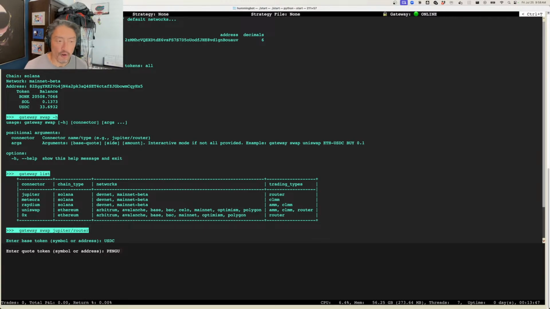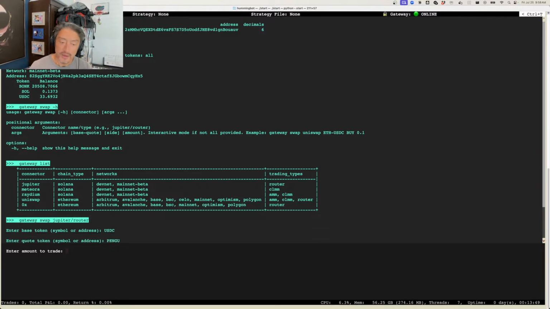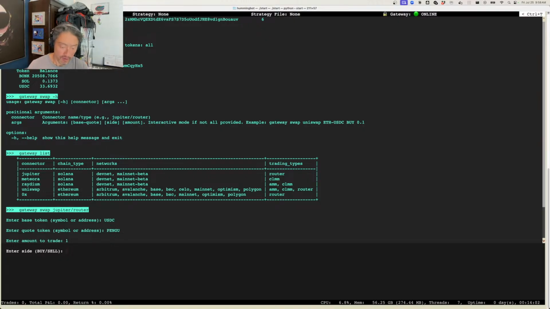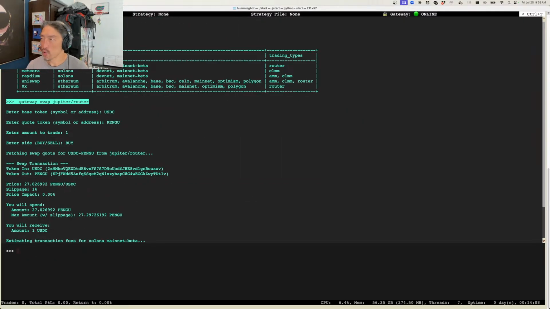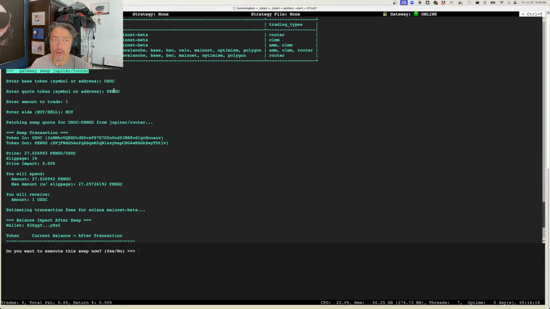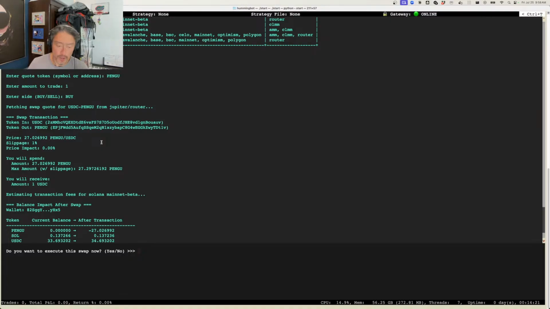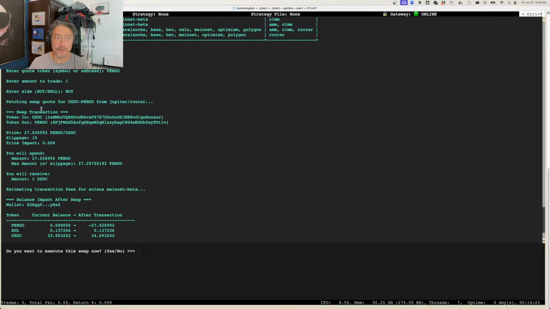The reason I picked USDC first is because now I can specify the amount in USDC. I'm not sure what the price of Pengu is right now. It could be very high or it could be low. I have no idea. But I do think I want to buy something like $1 worth of Pengu. So let's try and get a quote for that. So what I'm doing now is I'm just going to get a quote to buy $1 worth of Pengu, basically swapping one USDC for some amount of Pengu, and it's going to fetch a swap quote for that trade from Jupiter. And so here's information about the quote.